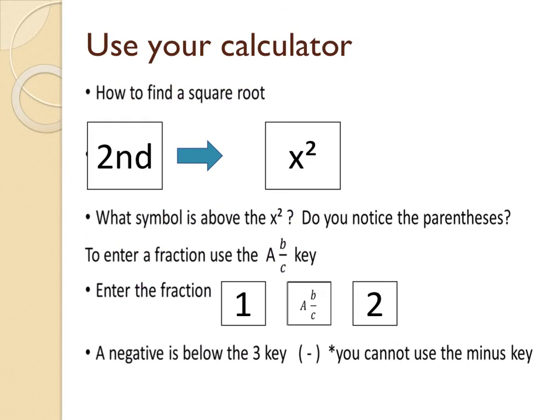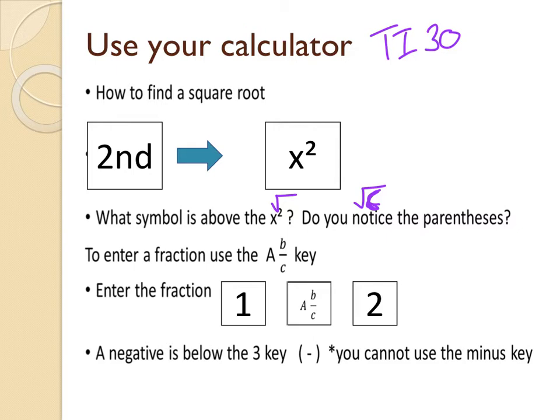Okay, using your calculator. This is how you use your calculator for the TI-30. How to find the square root. You hit the second key and x squared. Okay? Above the x squared button, you'll see a radical sign. And it puts a parenthesis here. So when you hit second x squared, it looks like this. Okay, that's my parenthesis, not a C.